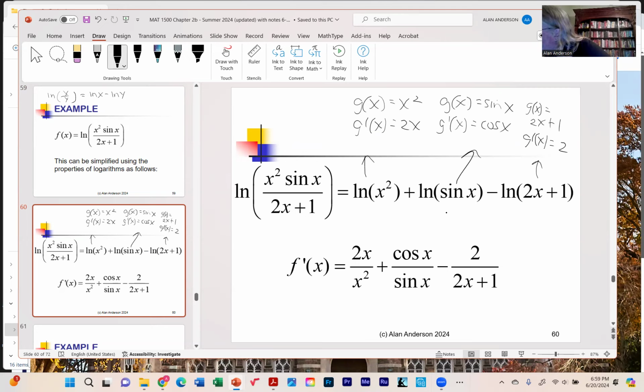So remember, each one of these terms is g prime of x over g of x. And we're done. I think you'll agree that wasn't very painful at all. So, when you see an opportunity to simplify like this, you really should go for it because doing it the straightforward way, meaning just go ahead and use the quotient rule combined with the product rule, would have been a lot messier.